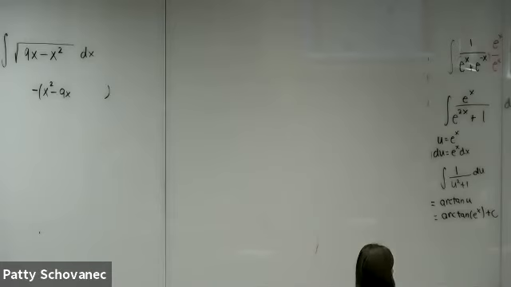No, you can't take the negative outside the radical. But we're gonna write it as a squared minus u squared.